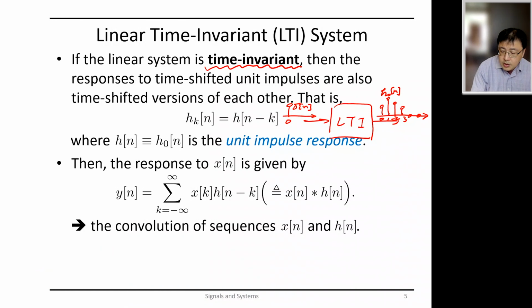Now suppose you instead insert an impulse at, let's say, time k. So suppose that this is delta of n minus k. If the system is time invariant, what do you expect to see at the output?